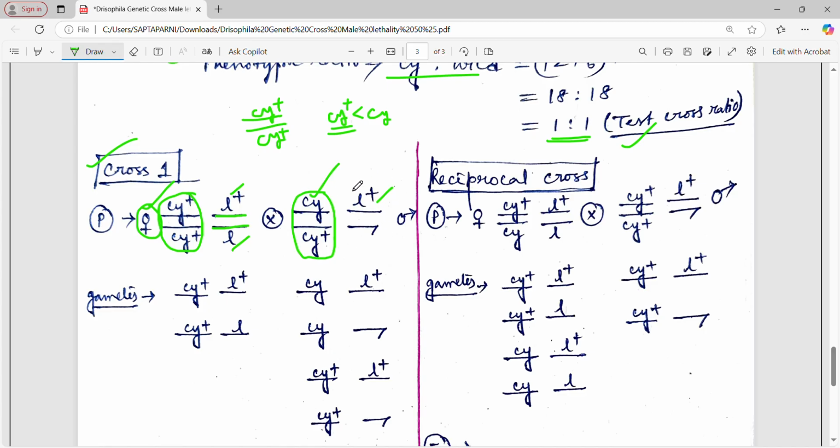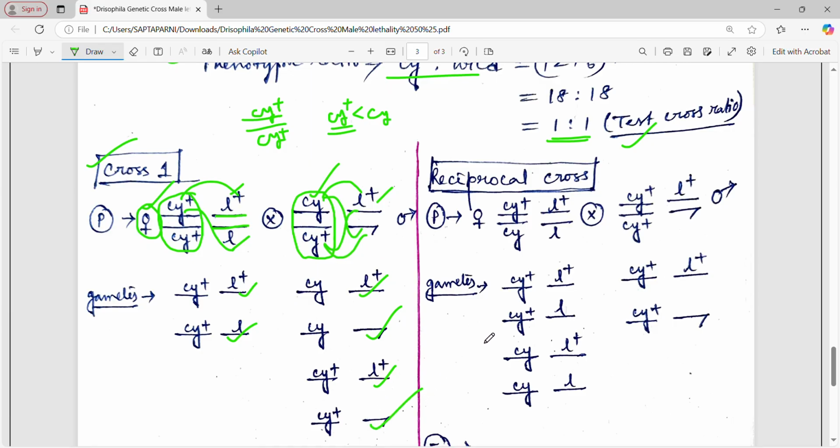So what will be the gametes? Obviously from the mother only 2 gametes can be formed: one is Cy+ L+, and another is Cy+ L. And from the father 4 gametes can be formed: Cy L+, then Cy and Y chromosome, then Cy+ and L+, and another one is Cy+ and Y chromosome.